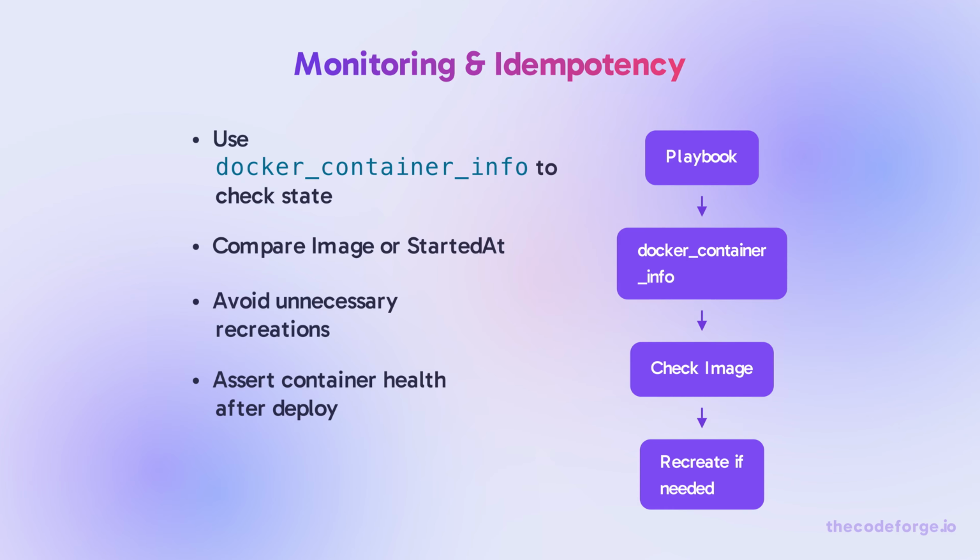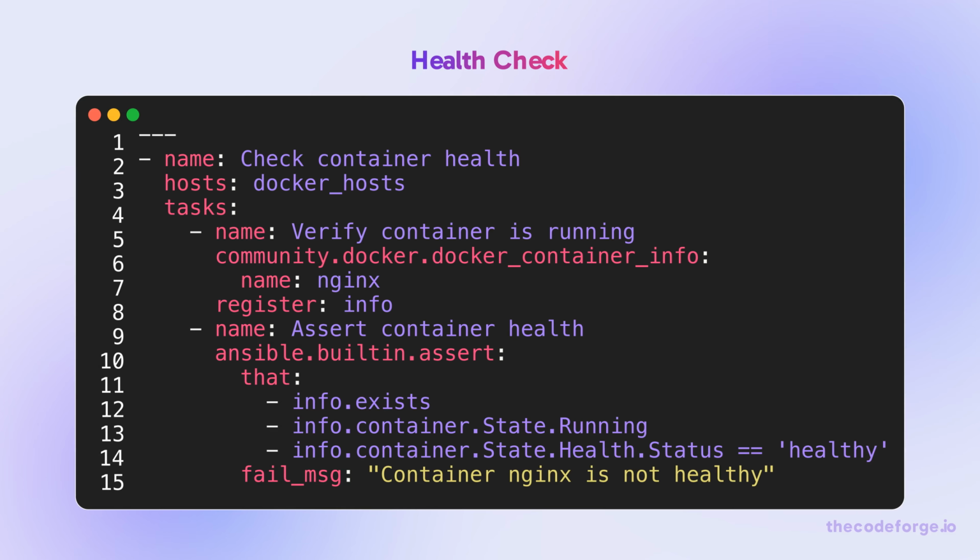After deployment, verify containers are running with Docker container info. Use it to decide whether to recreate, making playbooks faster and idempotent. This checks if the container exists, is running, and is healthy. Use this pattern to ensure your deployment succeeded.